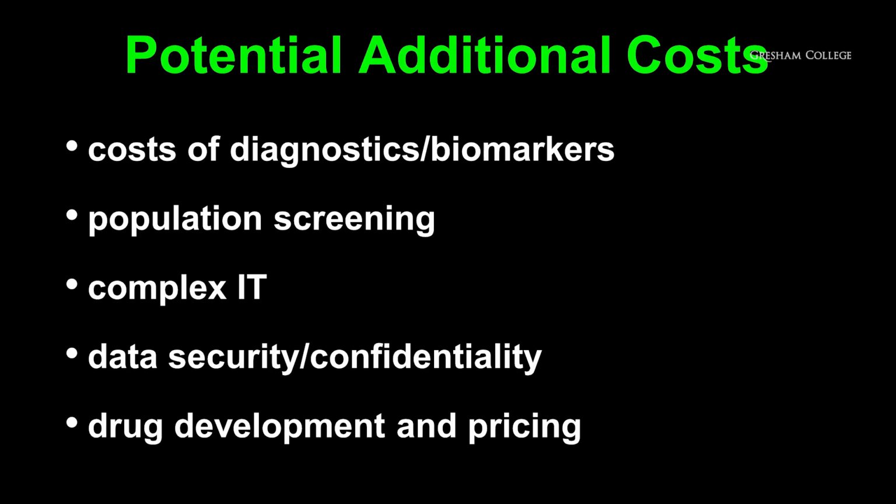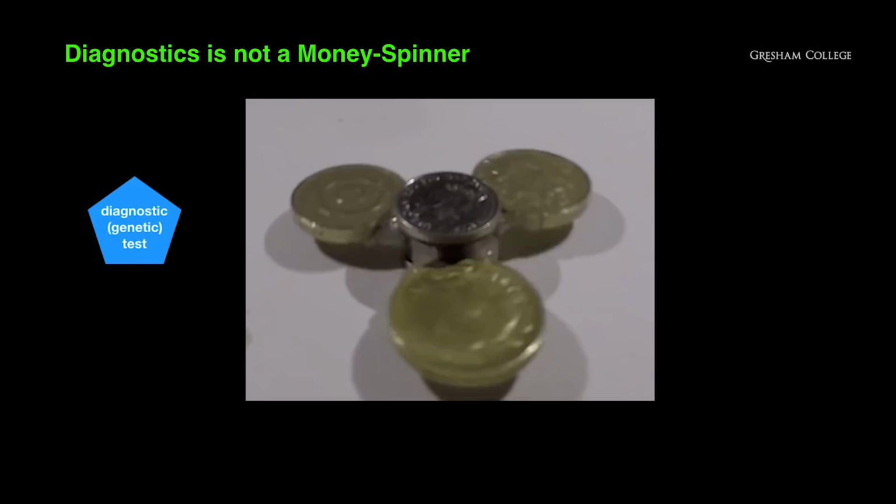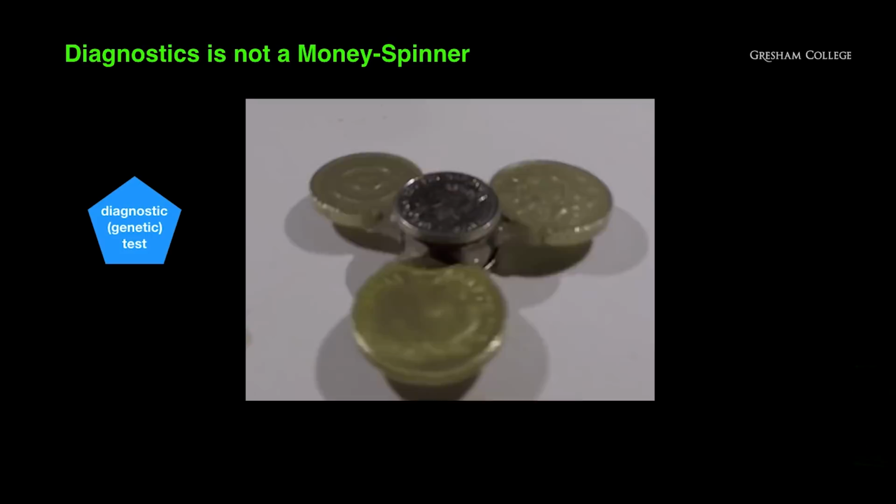And then there's the whole business of how much it costs to make a drug and how the company is going to price it so that the payers, the government, you and I, have to work out whether we're willing to pay that price. And diagnostics, the diagnostic tests, as Raj Chopra from the Institute of Cancer Research pointed out, are not a money spinner for the industry. In fact, industry would largely rather have a very cheap diagnostic test and a very expensive drug to market because they can make a significant margin on that.